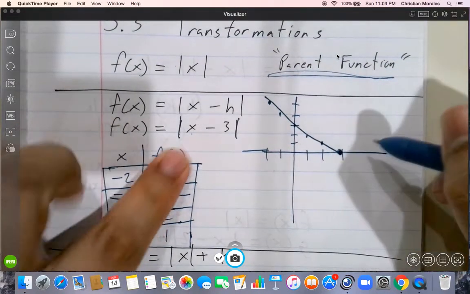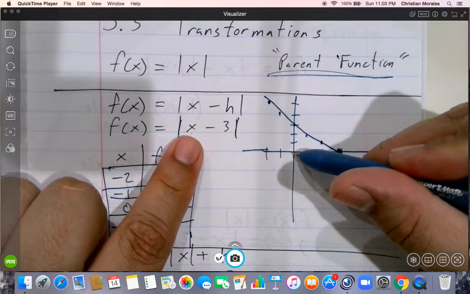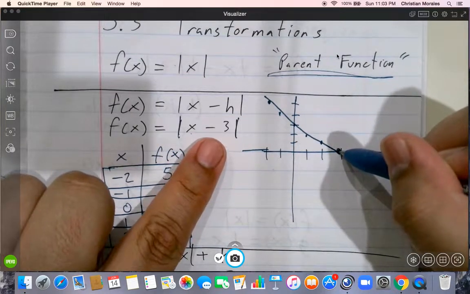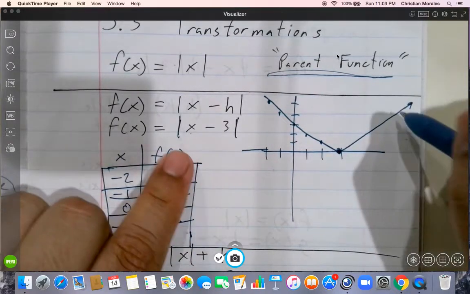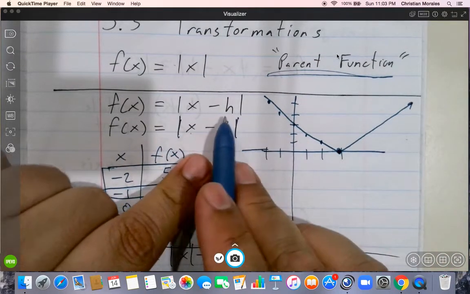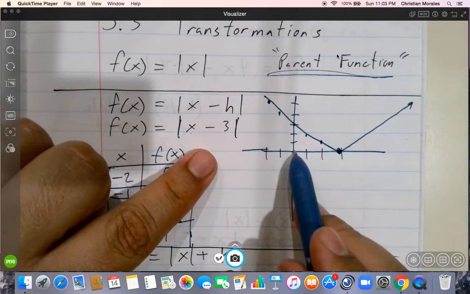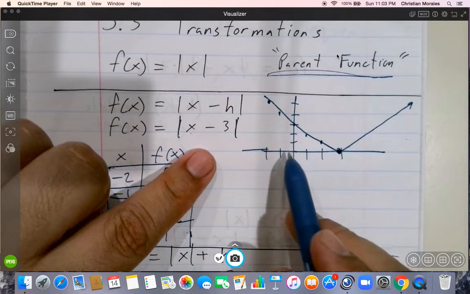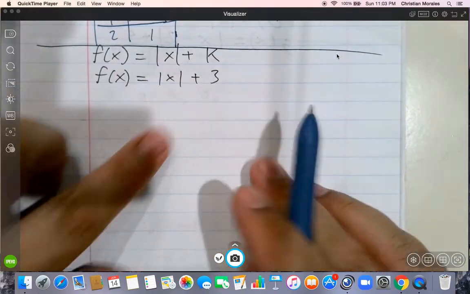So what happens? That middle point isn't at 0 anymore. That middle point is now at 3. And then what happens after this? Well, it's going to go back up. So when you see a number inside the absolute values, it moves that middle point either left or right. And that's what happens. Now, what if the number's on the outside?